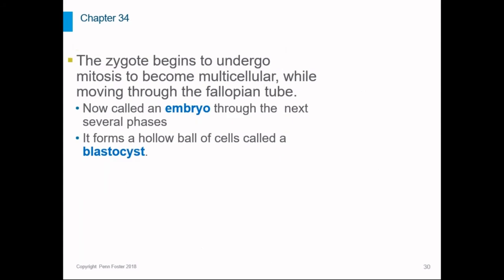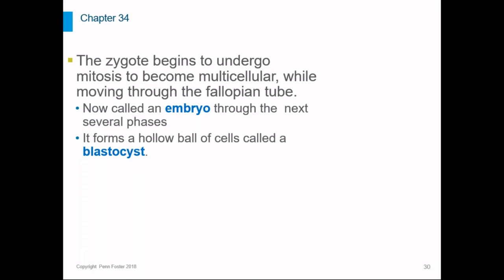While in the fallopian tube, the zygote begins to undergo mitosis, with the cells dividing repeatedly to make a multi-celled structure. From this point until the 9th week of pregnancy it is called an embryo. After that, it would be called a fetus. Though there are specific names for some of the stages of an embryo.